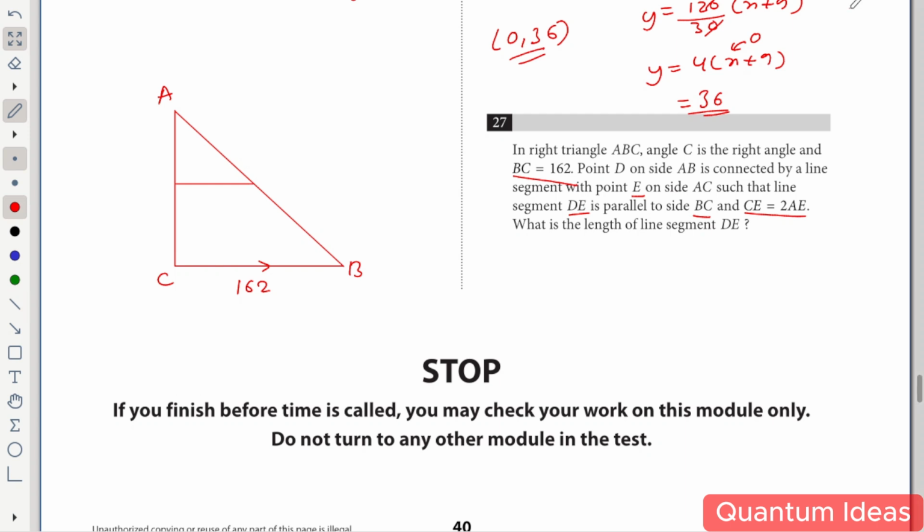Now we can see here D is on side AB, right? And E is on this side, and it is saying CE is 2 times AE. If AE is x, CE or EC will be 2 times x. This is what is given. Now we have to find the length of DE, which is parallel to BC. And if you see here, this whole AC will be how much? This is x, this is 2x, this will be 3x.